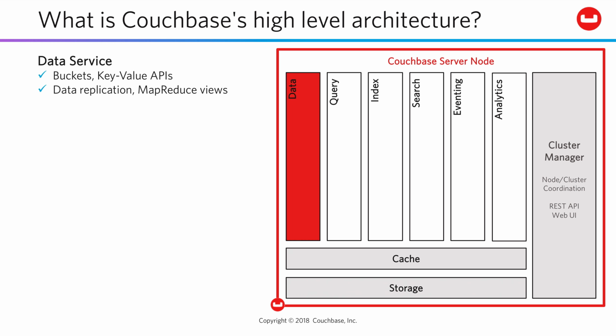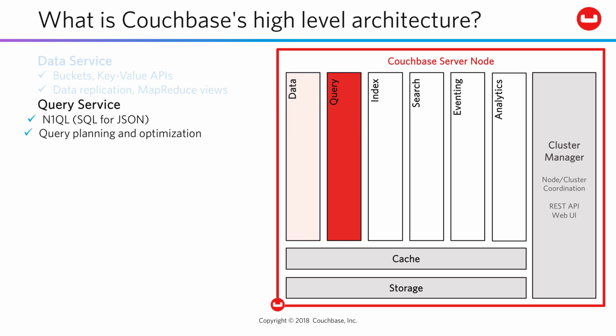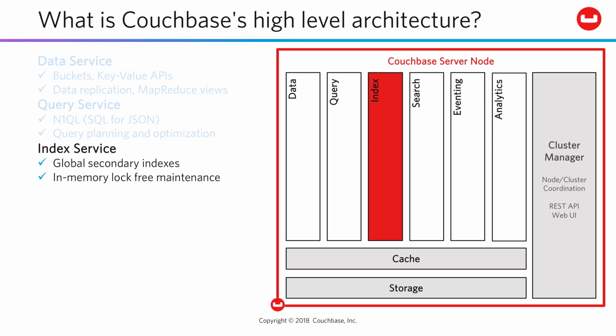The data service stores data in containers known as buckets, which we'll consider in more detail later. It also exposes direct key value access while managing data replication and our MapReduce view functionality. The query service delivers the power of SQL for JSON, which we call Nickel. This service plans all queries and helps optimize their performance. The index service maintains global secondary indexes for the system with in-memory lock-free maintenance.